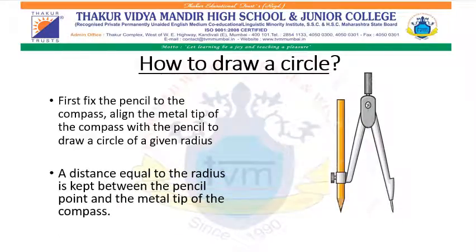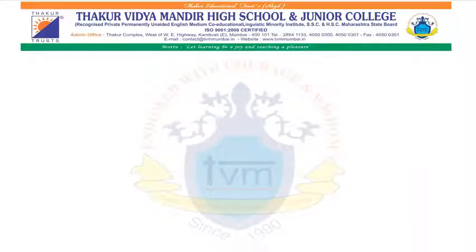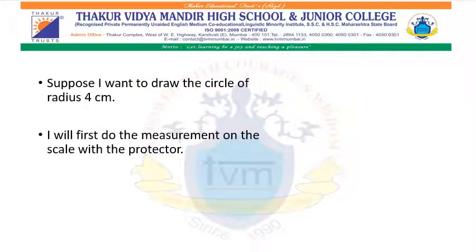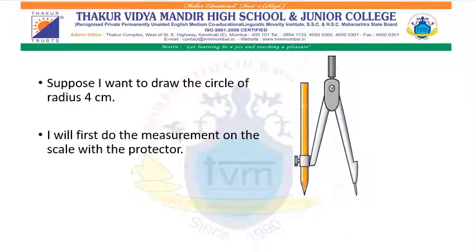Now, to draw a circle of a given radius, a distance equal to the radius is kept between the pencil point and the metal tip of the compass. Suppose I want to draw a circle of radius 4 centimeters. How will I do it? I will first do the measurement on the scale with the compass. That is, the metal tip will be on 0 and I will stretch the compass till it reaches 4 centimeters. This is the measurement of 4 centimeters.